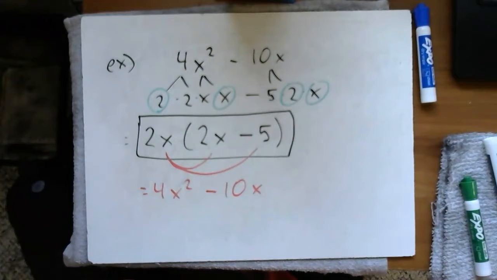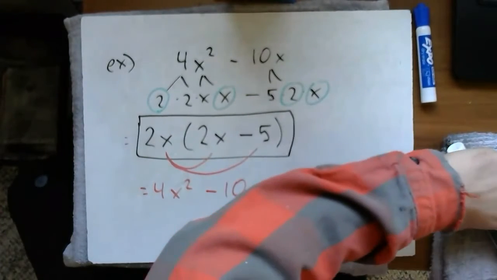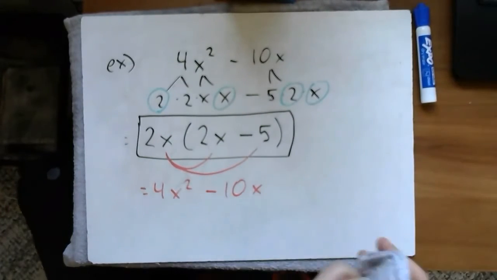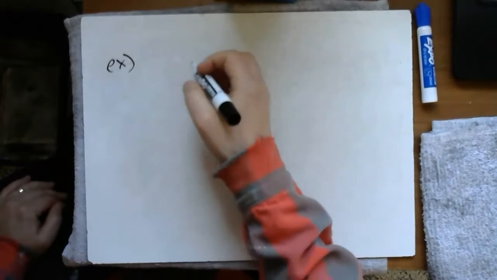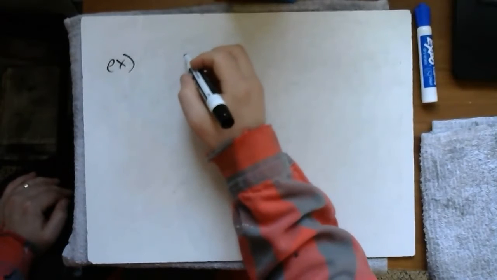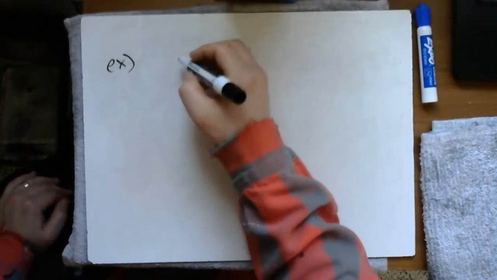All right. I'm going to do one more quick example here, just to show you another one. Factoring a polynomial by factoring out its greatest common factor. That's what we're doing here. So let's try this.